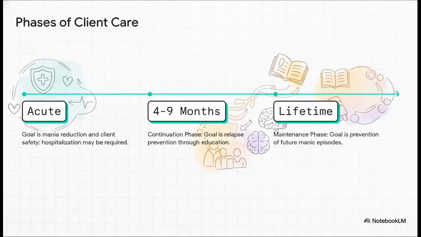You've absolutely got to get these three phases down because your job as a nurse changes completely depending on which phase your client is in. During that acute phase, it's all about safety and just getting the mania under control. But once they're stable, your role shifts big time to education and helping them prevent a relapse.